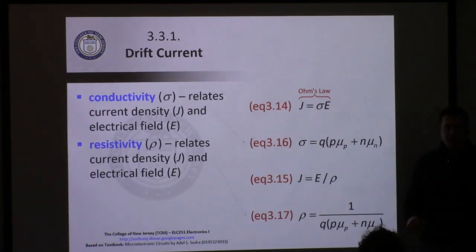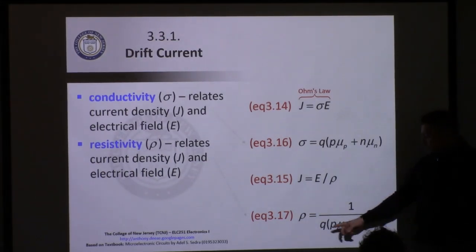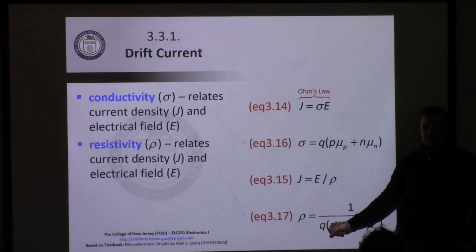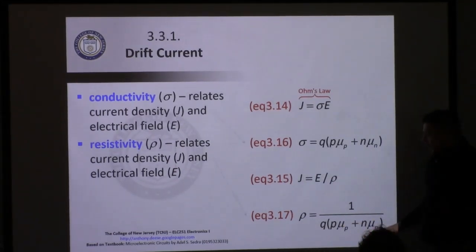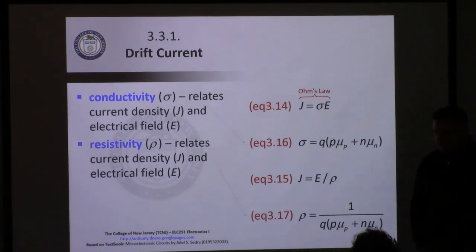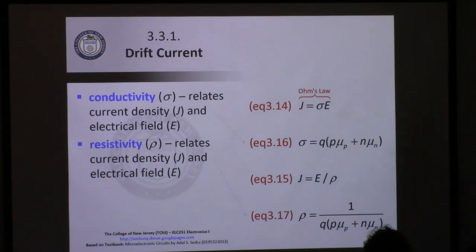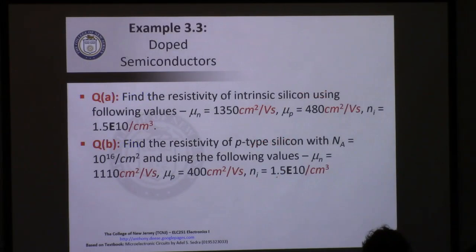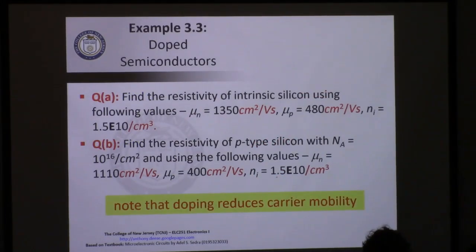Which values do we have? Which ones are we missing? We know what the charge of an electron is. That's easy. We know what the hole and the electron mobilities are because they're given to us. What's P and what's N? Are P and N given to us, or do we have to use some sort of process to come up with them?